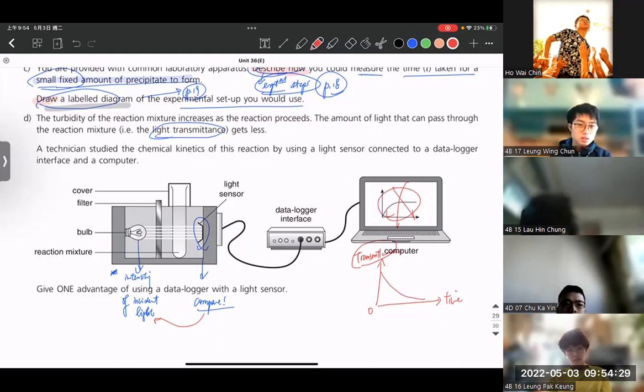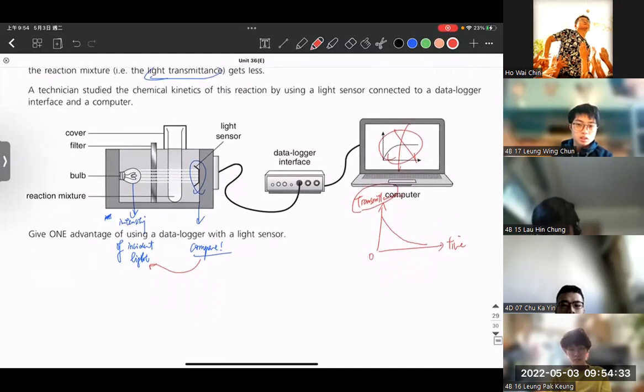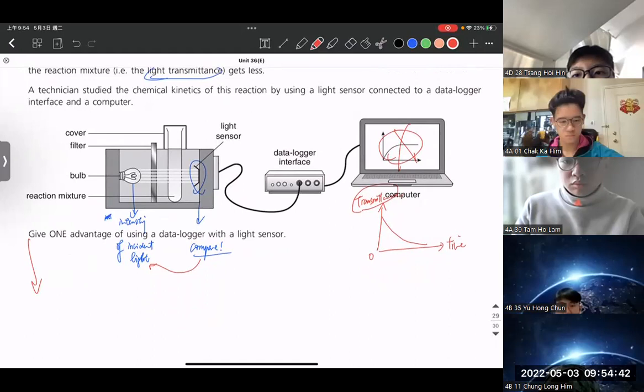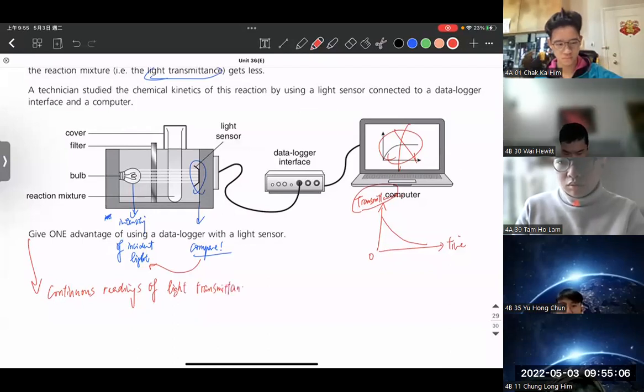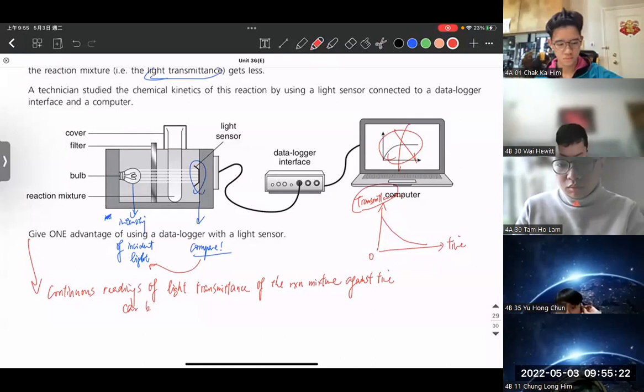Tell me the advantage of using a data logger with a light sensor. Using this method, what is the good point? Continuous measurement. Yep, good, continuous measurement. Because what you can get is continuous readings. The light transmittance of the reaction mixture against time can be taken.